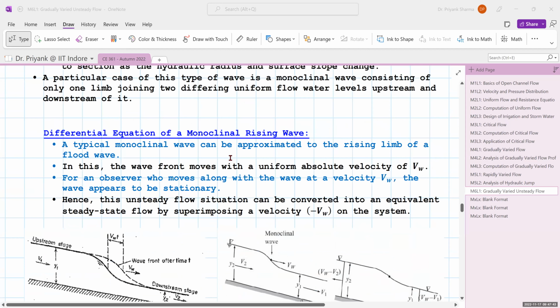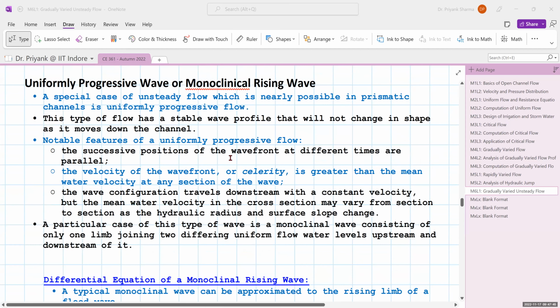So notably, if we see the uniformly progressive wave, that is why it is called a uniformly progressive wave. The successive positions of the wavefront at different times are parallel, so they remain parallel. The velocity of the wavefront, also called celerity, is greater than the mean velocity of water at any section of the wave, and the wave configuration travels downstream with a constant velocity, but the mean velocity may vary from section to section as the hydraulic radius and the surface slope change.